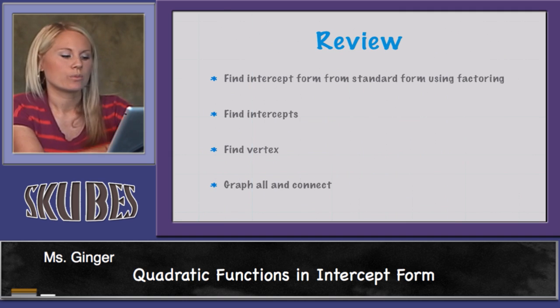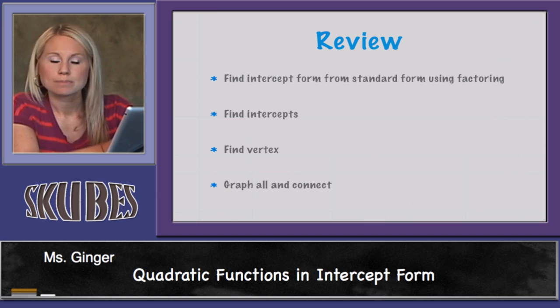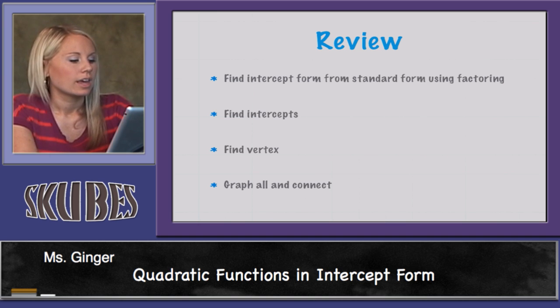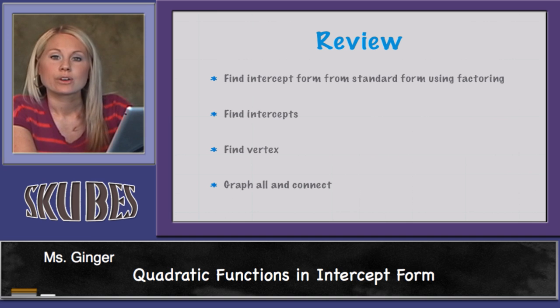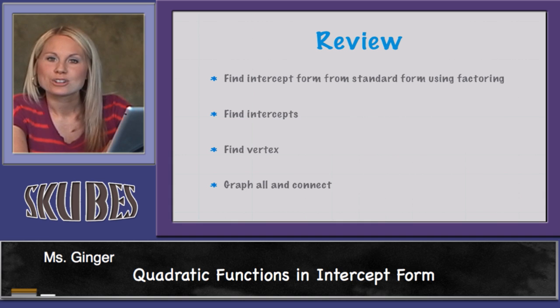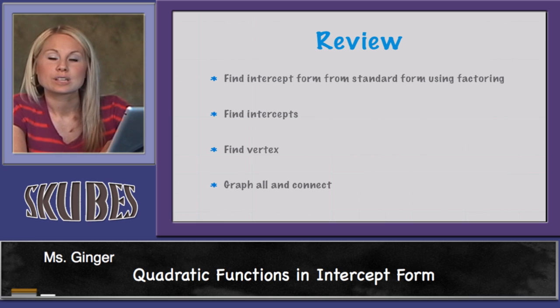So let's recap what we did here. We were able to find intercept form, first of all, from standard by factoring. And if you need to go back to standard, you can always multiply those factors back out. We found the intercepts, and then we found the vertex using negative b over 2a and plugging that back in. We graphed all three things connected, and we had a nice quadratic. So this concludes our lesson on quadratic functions in intercept form.